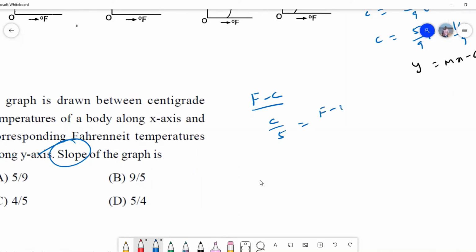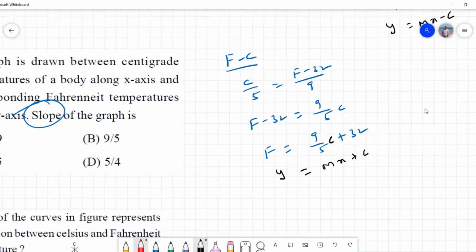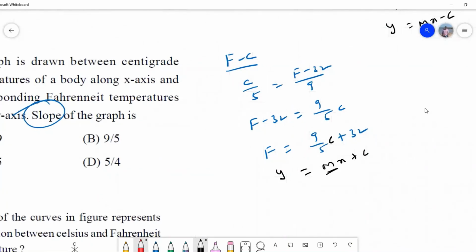Again take the same equation, C by 5 is equal to F minus 32 by 9. From this I want to reverse it now. F minus 32 is equal to 9 by 5 C, so F is equal to 9 by 5 C plus 32. It is of the form y is equal to mx plus c. From this we can compare that in the place of slope I have 9 by 5. So the slope is equal to 9 by 5. So the answer is B.